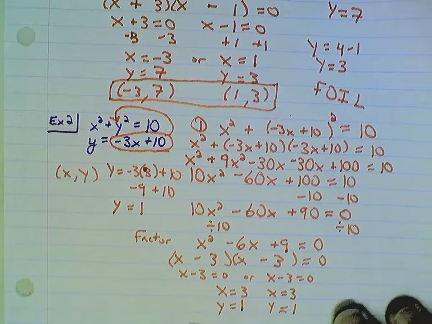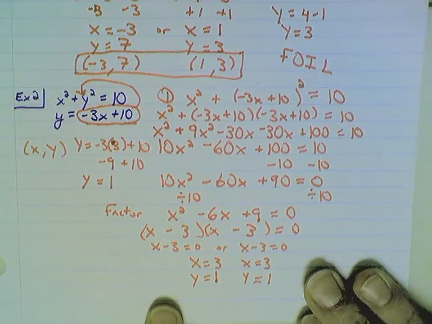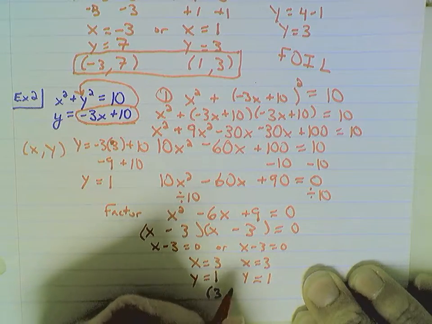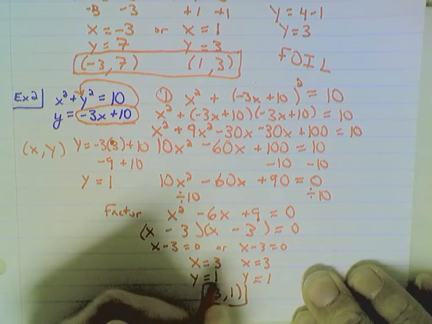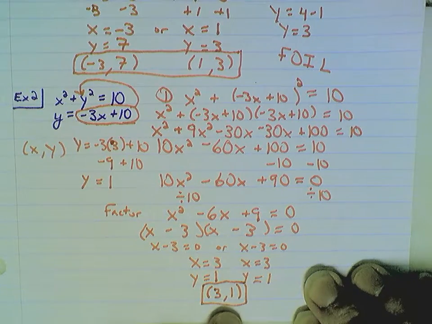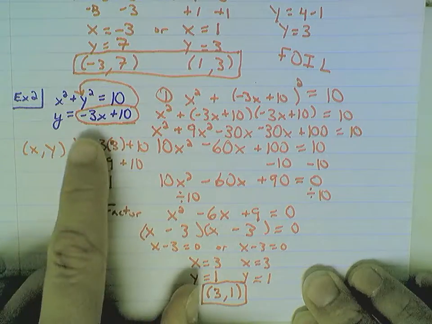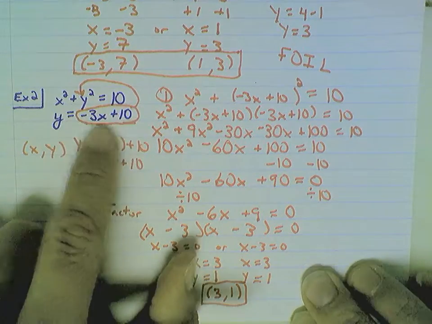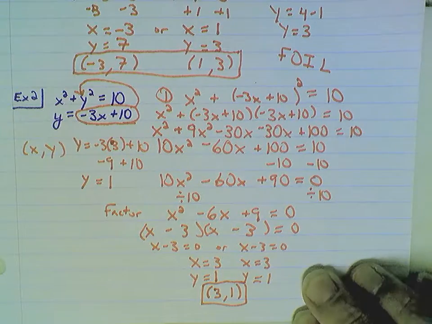And you'll notice that I have two solutions, but the solutions are the same. They're both going to be the point 3 comma 1. That will be the solution to the system. Just note that you can always check your work. If you take this point and plug it into both of these equations, you should get a true statement for both of the equations. The point should work in both of them.